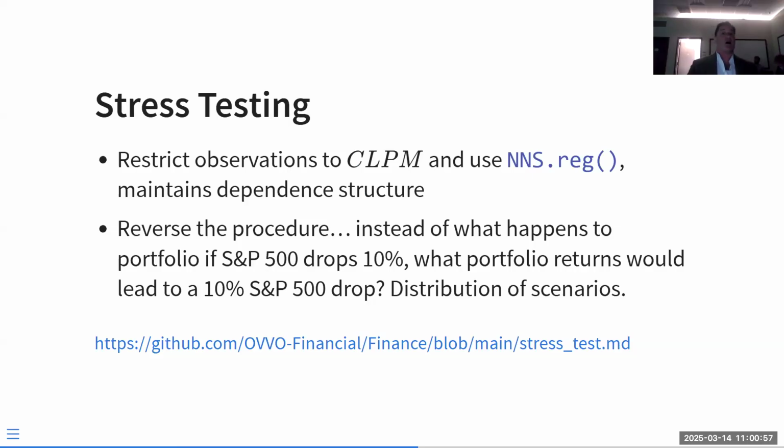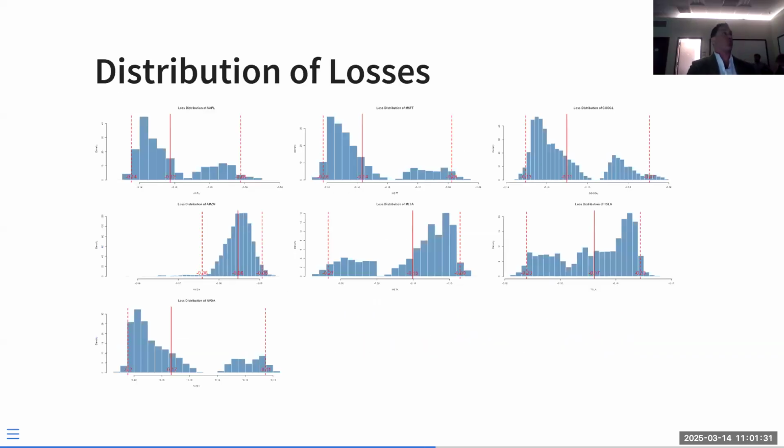So in a copula, you could say, oh, what happens if the S&P drops 10%? And then you could find your matching variables and get a point estimate. But through testing and using a whole bunch of out of sample returns and a range of returns for the securities as regressors to the S&P 500, we could say what portfolio returns would lead to an S&P 500 drop of 10%. So we actually get a distribution.